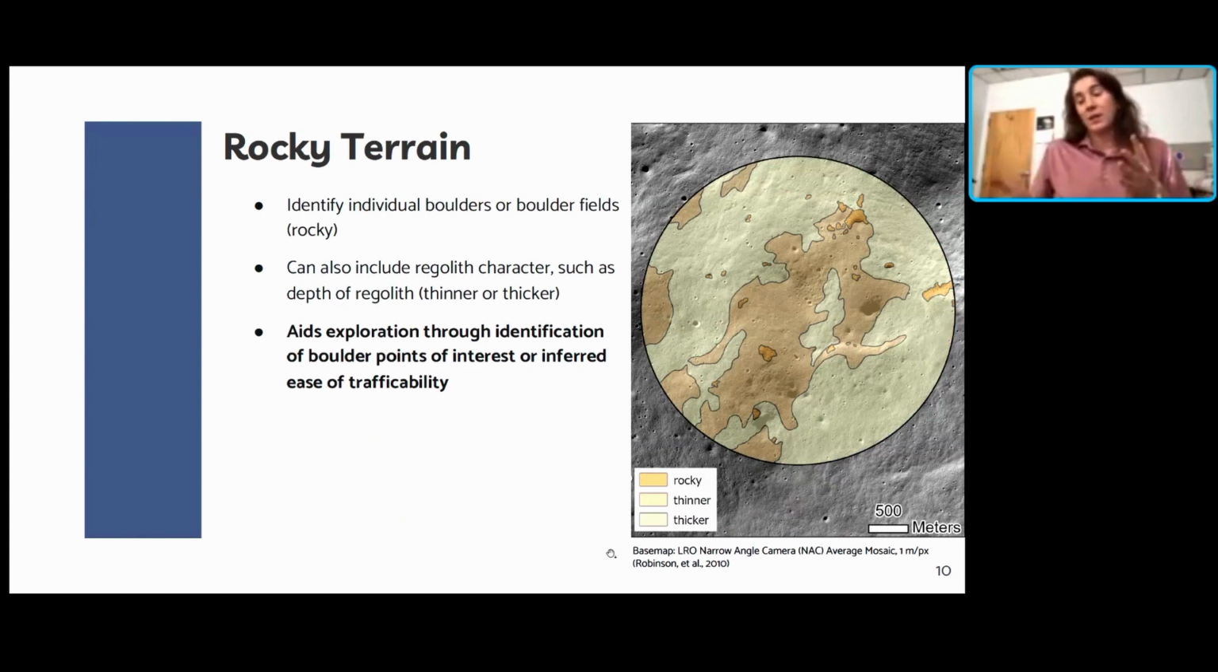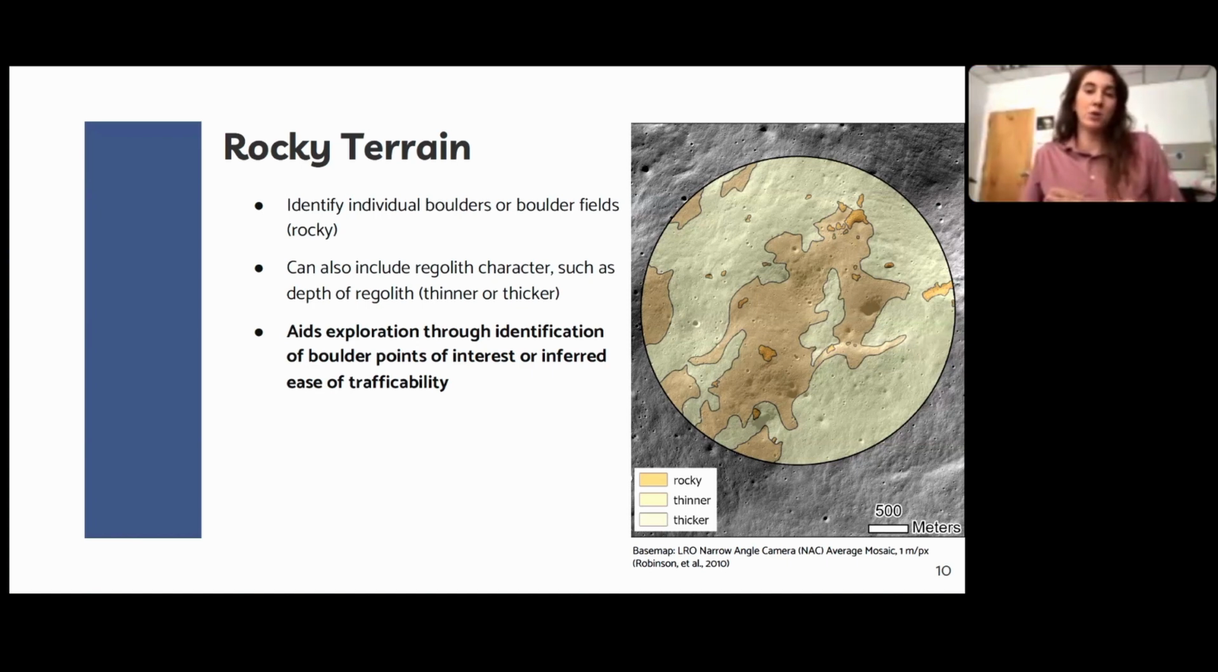Moving on, similar to those engineering materials and soils, you can look at rocky terrain in a site. So Jim Rice and others have identified individual boulders and boulder fields in the Geologic Crater 2 rim site, such as the dark orange on the right-hand side. Those are all the rocky boulder fields. But you can also start to interrogate different data sets from your geologist's eye to expect where you would think regolith cover would be thicker or thinner. So thinner being the lighter orange and thicker being the yellow.